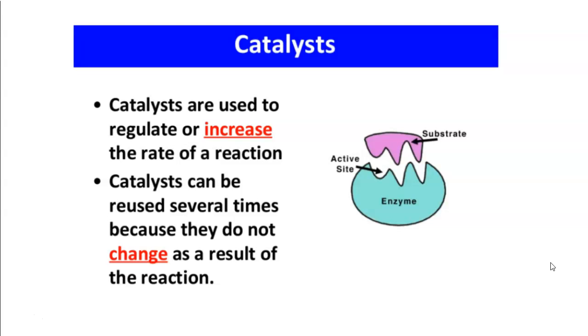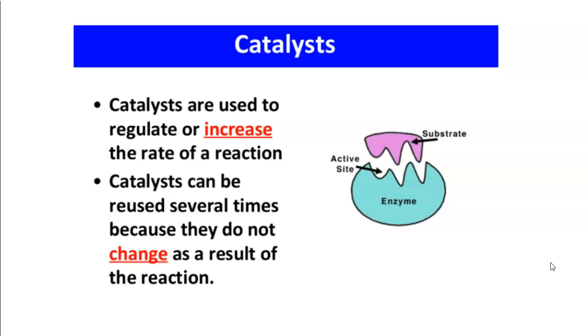So as a reminder, what is an enzyme? An enzyme is a catalyst. So again, a catalyst's job is to increase the rate of reaction. They can be reused over and over again because they do not change because of the result of the reaction. Now, a catalyst is the general term that's used. In biology, we go specific and call it an enzyme.